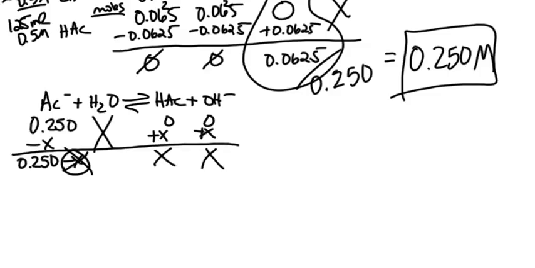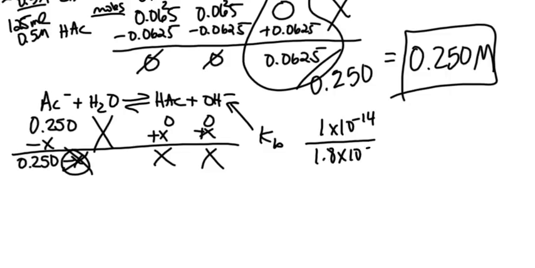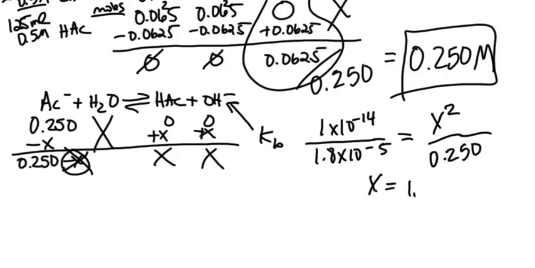Now we have a problem. What do we need here? A KB. They only have a KA. So I'm going to do my conversion. KB, if you are curious, is 5.6 E negative 10. I'm going to just leave this as the work. Keep that in your calculator. 0.250, we trump the X, so we get X then 1.2 times 10 to the negative 5, which is equal to what, though?